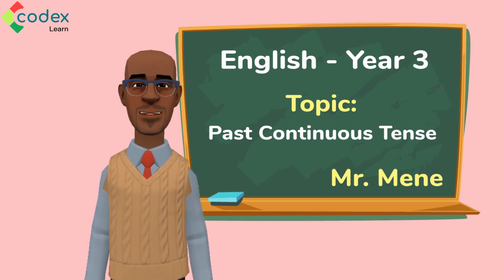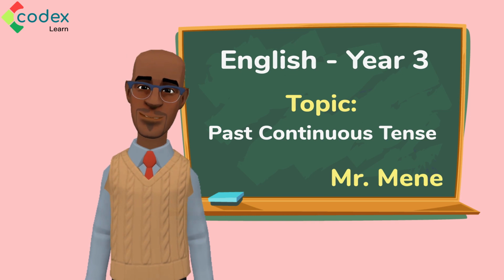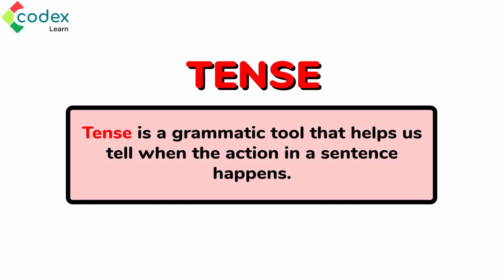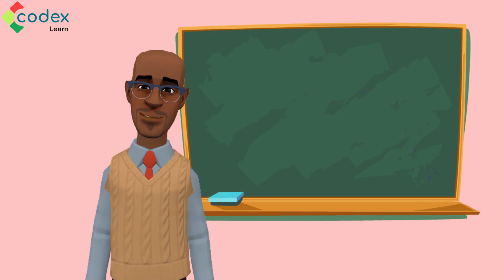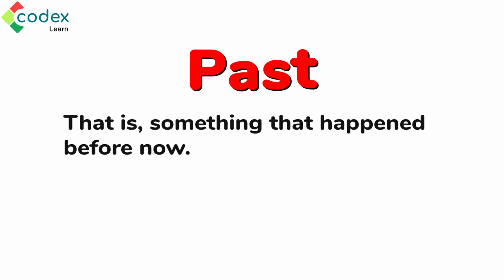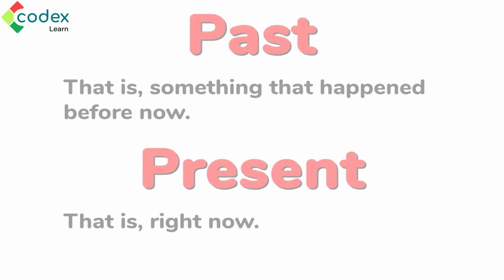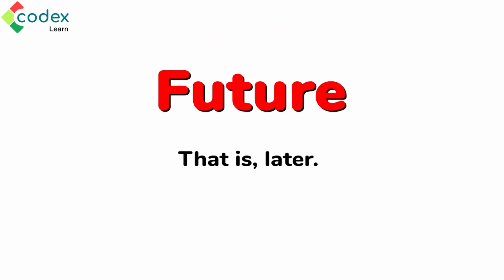In this lesson, we will learn about past continuous tense. In previous lessons, we learned that tense is a grammatical tool that helps us to tell when the action in a sentence happens. And this could be in the past, that is, something that happened before now. In the present, that is, right now, or in the future, that is, later.